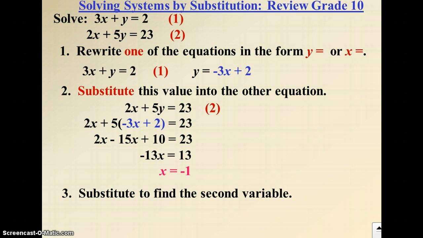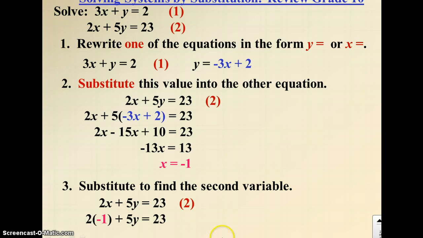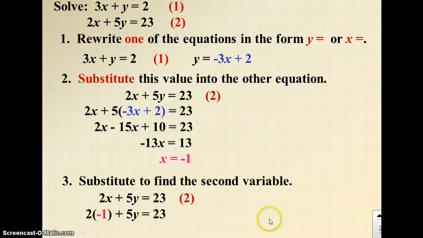So substitute this value in the second equation. It could have been the first equation, doesn't really matter, but I'll put it in the second one. When x is negative 1, I can now solve for y. So 2 times negative 1 plus 5y equals 23. And y is going to equal 5 if you finish that off. So you add 2 to both sides, gives you 25, and you divide by 5. So I'm still not done.